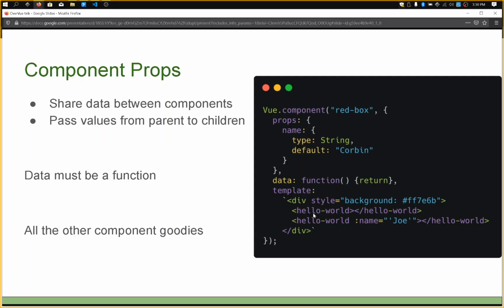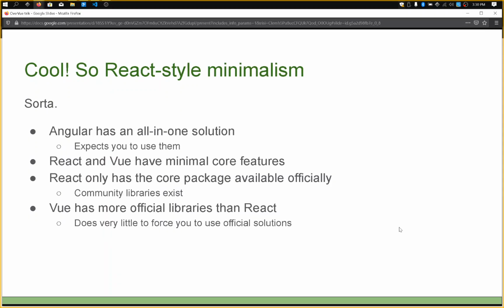So in this case, we could do the default of hello world. So hello world, this is Corbin. And then we can bind, just like we were binding HTML attribute values, we can bind property values to say like hello world, this is Joe. So okay, apologize. So it's cool to be able to do a lot of this stuff.